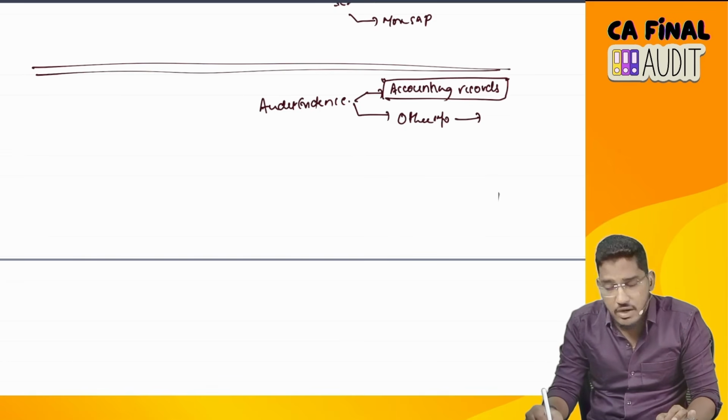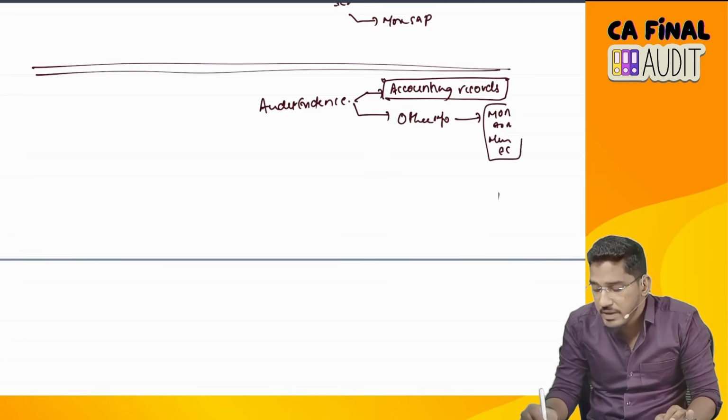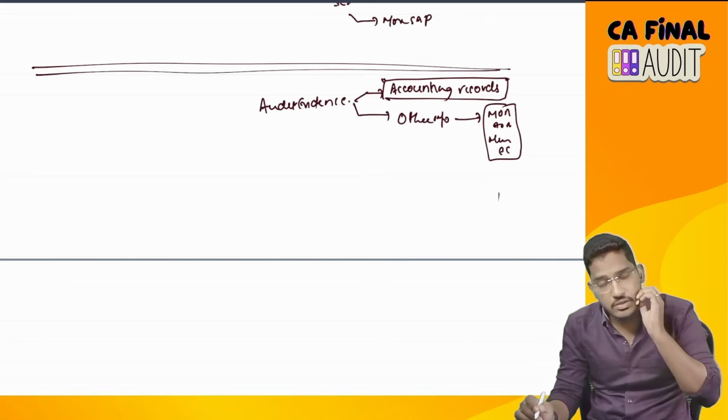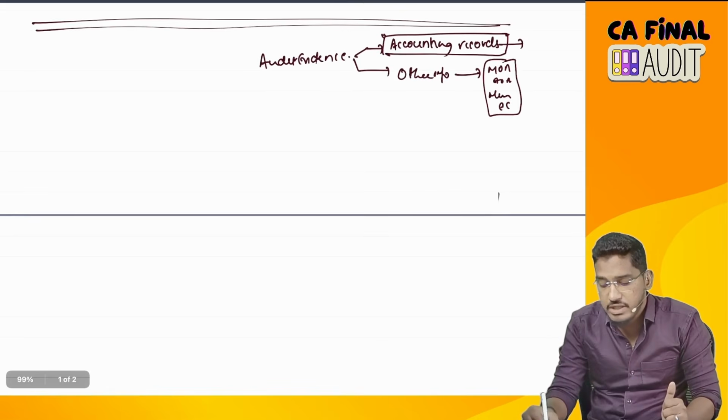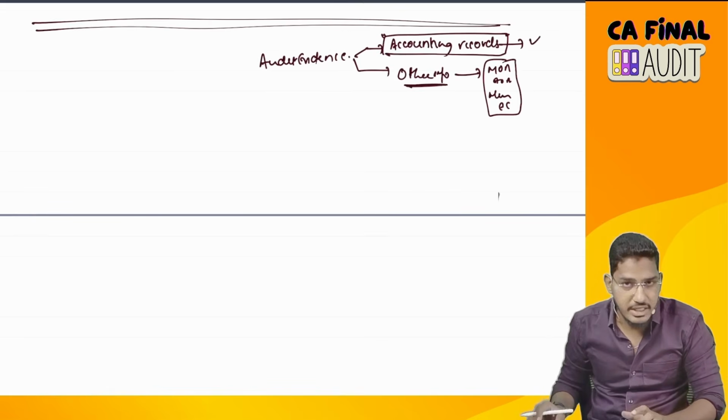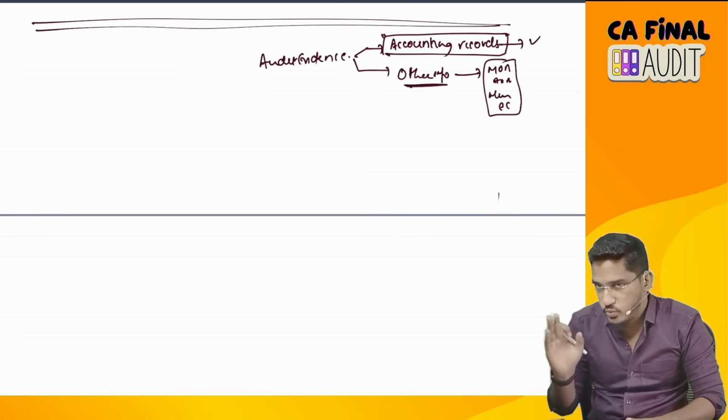When I say other than accounting records, what will be included here is MOA, AOA, minutes of the meeting, external confirmation. So like that, there could be other information also which can give audit evidence to the auditor. So whatever it is, the auditor is going to get audit evidence from the accounting records, or he can also get the evidence from other information as well.